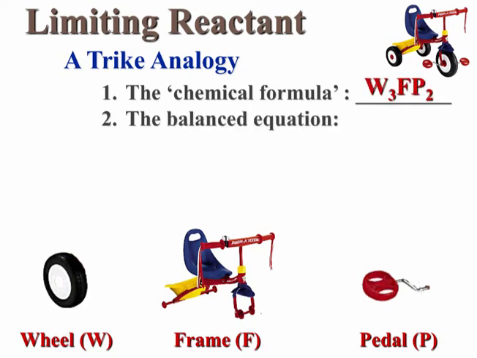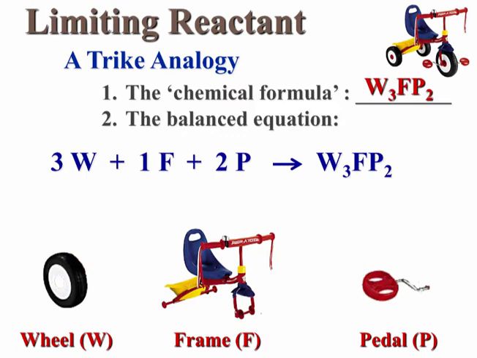W3FP2. And if we want to show the production of these trikes using a chemical equation, we would write 3 W's plus 1 F plus 2 P yields 1 W3FP2, or 1 trike. Notice in this equation that there are ratios built in. For example, it takes 3 wheels to make 1 trike, while it takes 2 pedals for every 1 trike.